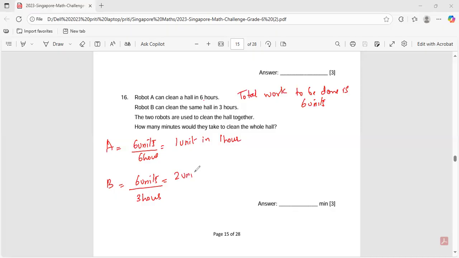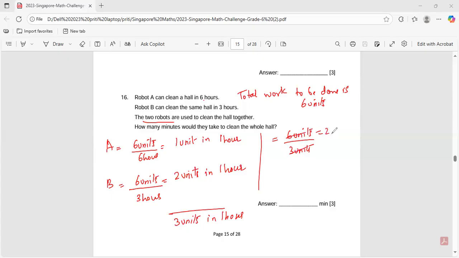So what is the speed? 2 units in 1 hour. That's their speed. Okay, now if both of them are used together, so what is the total speed? The total speed is 3 units in 1 hour. Okay, so how many minutes would they take? So the total work is 6 units and their total speed is 3 units per hour. Okay, so they're going to take 2 hours, but the answer is not in hours. They are asking in how many minutes. Please read the question for the unit of measurement. So it'll be 120 minutes, which is 60 minutes into 2 hours. So the answer is 120.